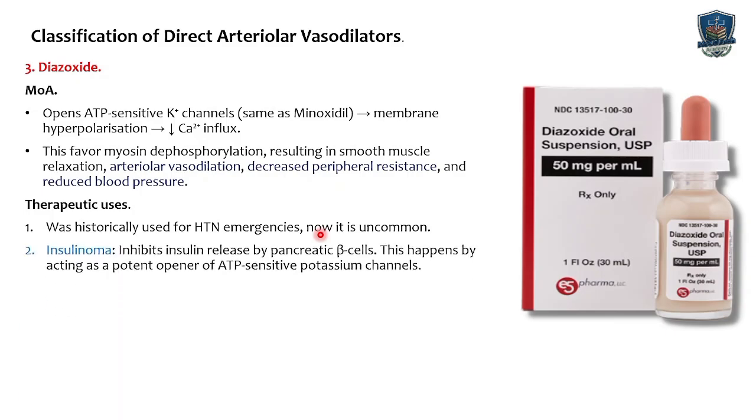Now, there's one thing that this drug is known for. It's always used for insulinoma. In that, this drug inhibits insulin release via the pancreatic beta cells. So how does this happen? This happens because this drug, remember, is a potassium channel opener. It acts as a potent opener of ATP potassium channels. And why is this important?